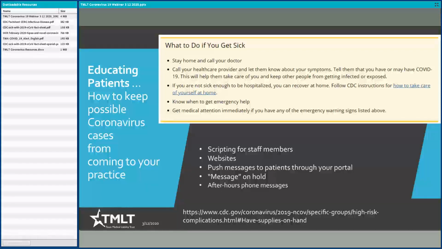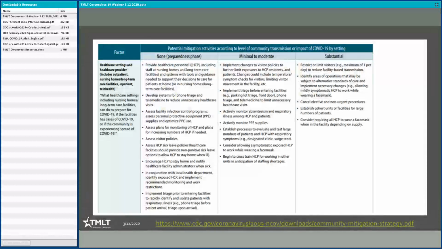Stay home and call your physician is number 1. Tell your healthcare provider and let them know what your symptoms are. Let the patients explain to you if they have been exposed or in an area where there's a high risk of exposure. You can push messages out to your patients through things like your patient portal, your message on hold, your website, and after-hours phone messages.